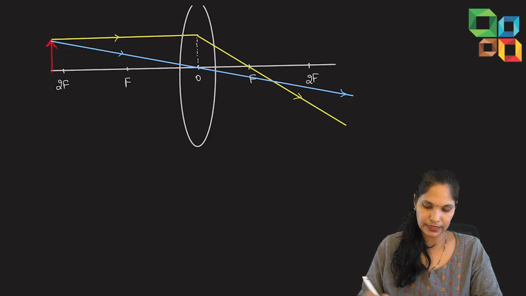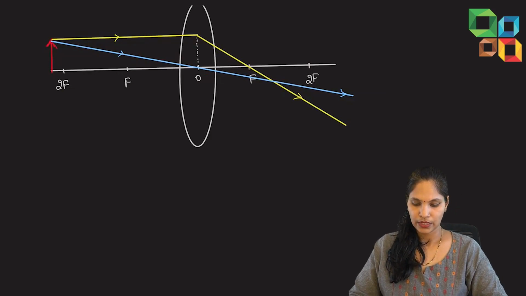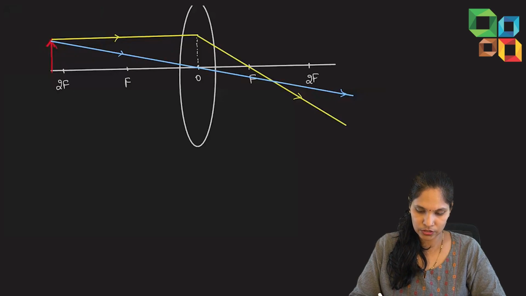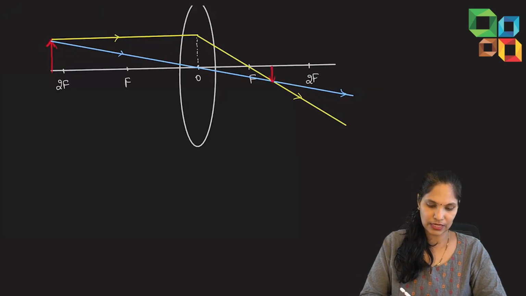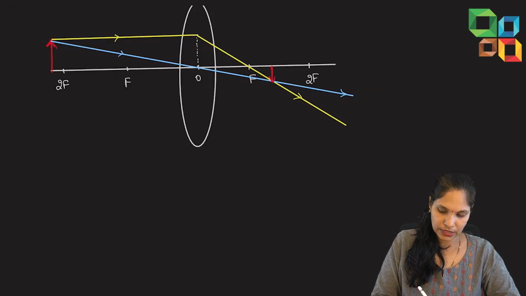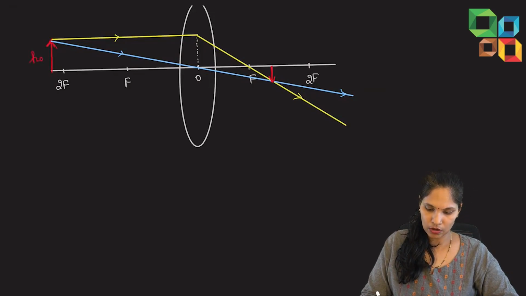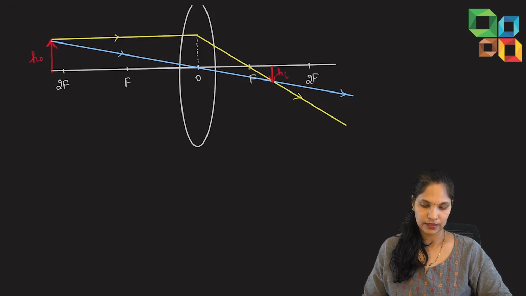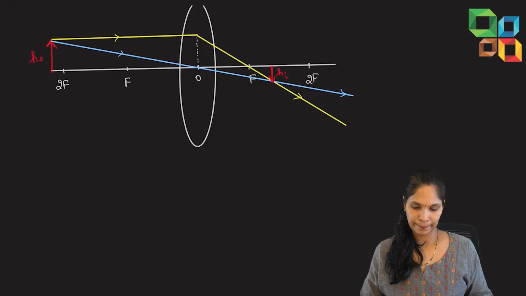Just draw one dotted line. Okay. Now, there is the image. The image is over here. That's the object. I'll call the object height HO, and the image height HI. Okay, HO and HI.